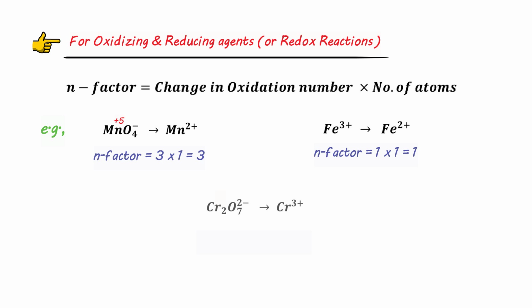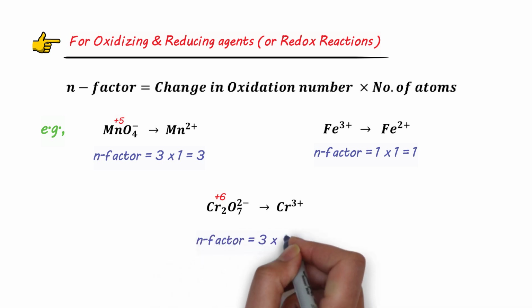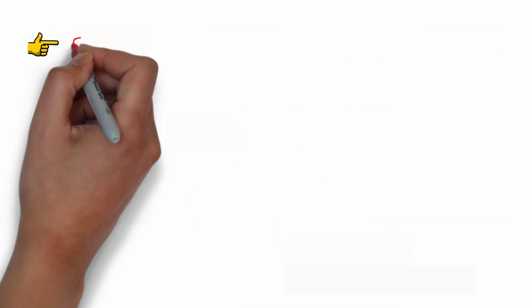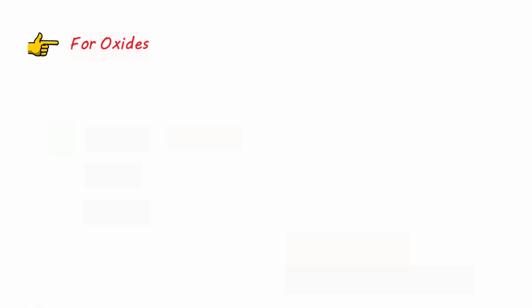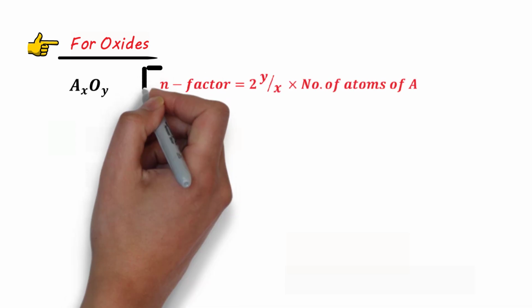During the conversion of dichromate into chromate, the oxidation state of chromium in dichromate is +6, and hence the change in oxidation state is 3. As there are 2 chromium ions in dichromate, so the N factor value is equal to 3 into 2, that's 6. Lastly, for oxides, considering an oxide AxOy, N factor will be equal to 2 into y by x multiplied by number of atoms of A.